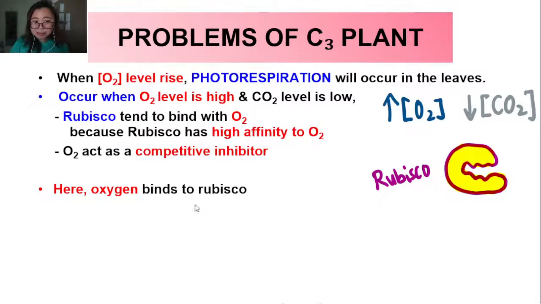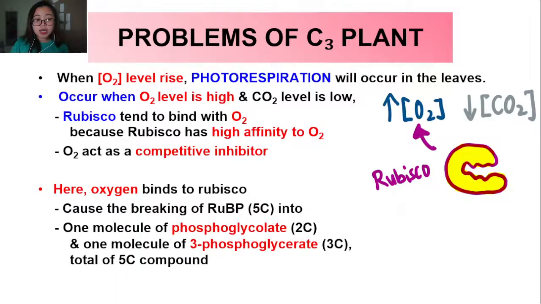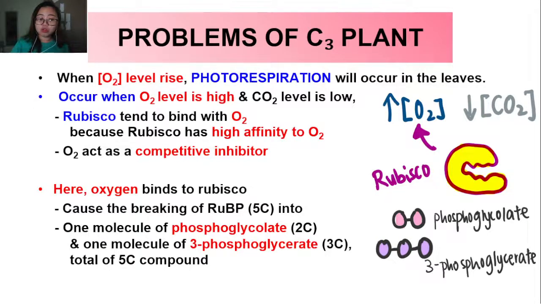So here, when your oxygen level is high and your carbon dioxide level is low, the oxygen will bind to rubisco and cause the breaking of RuBP, which is a 5-carbon molecule, into one molecule of phosphoglycolate and one molecule of 3-phosphoglycerate, a total of 5 carbons in these two compounds.